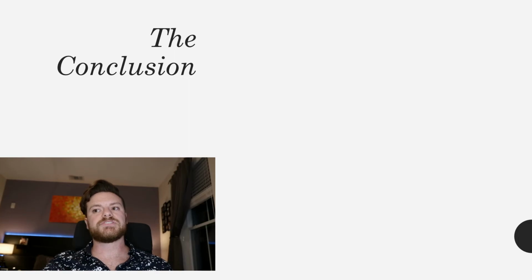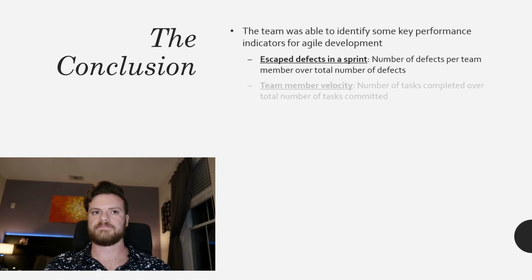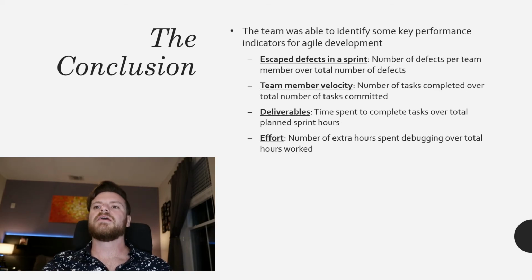This case study ultimately showed that the researchers were able to identify some key performance indicators within the agile development process. They identified escaped defects in a sprint, defined as the number of defects per team member over total number of defects. Team member velocity as number of tasks completed over the total number of tasks committed. Deliverables as the time spent to complete tasks over the total planned sprint hours, and effort as the number of extra hours spent debugging over total hours worked.